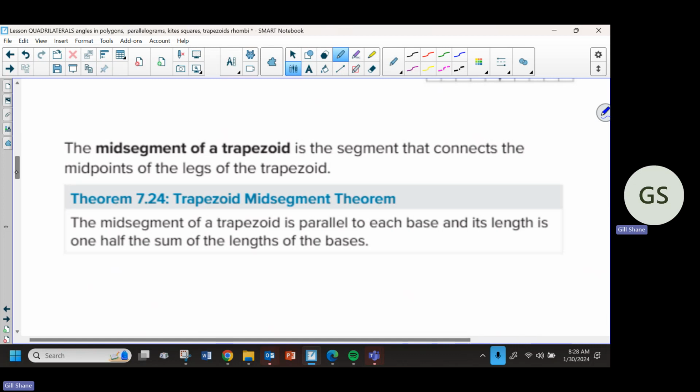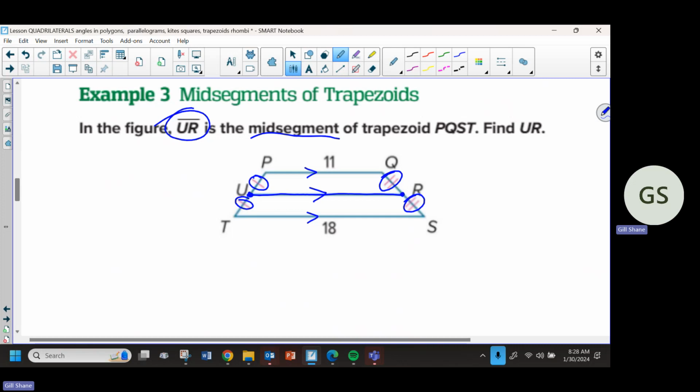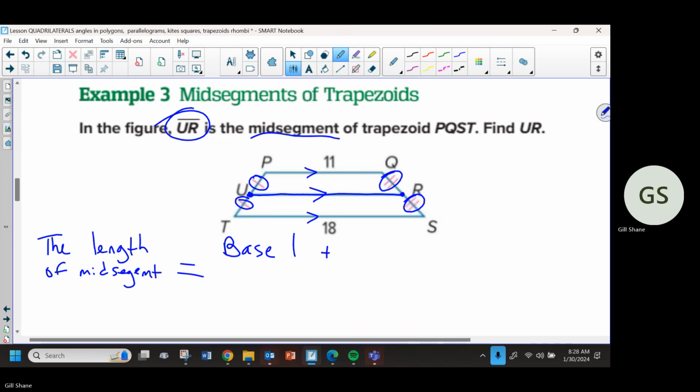So here's the big one. The length. I'm going to write it a little differently. I'm going to make it a formula: the length of the mid-segment equals base 1 plus base 2. Again, bases are the parallel sides, divided by 2.